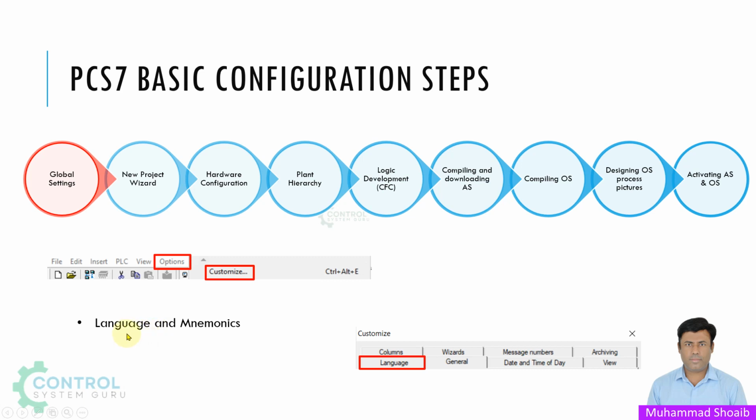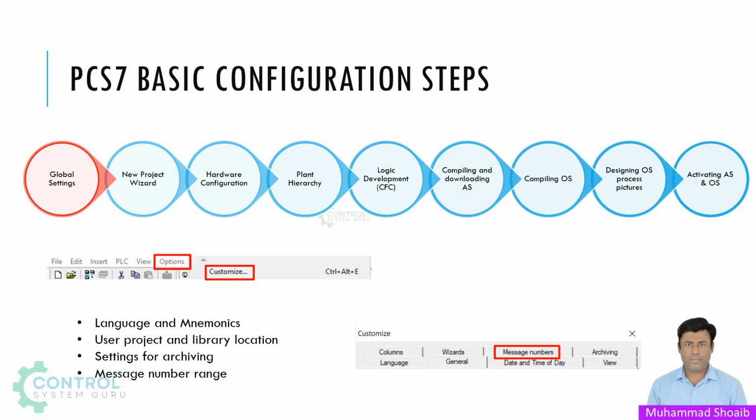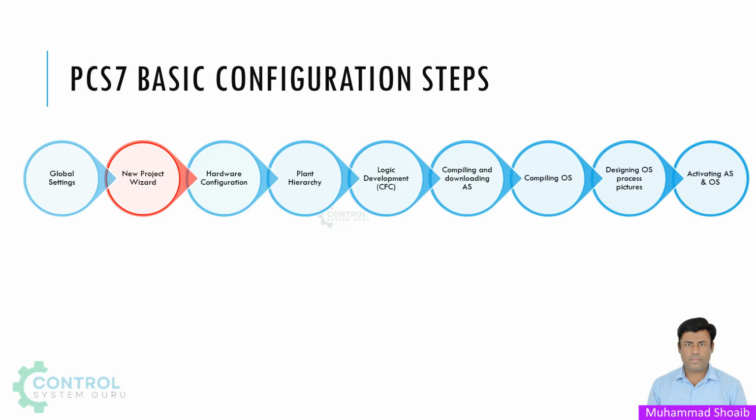The first global configuration is language and mnemonics. Then we'll understand the user project and library locations. Then we'll do the settings of the archive, and then the message numbering. So after the global configuration, we will move toward creating our new project through the wizard.